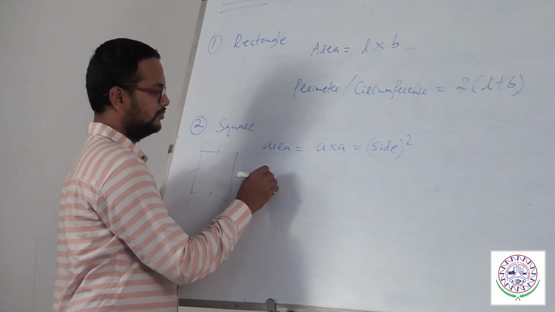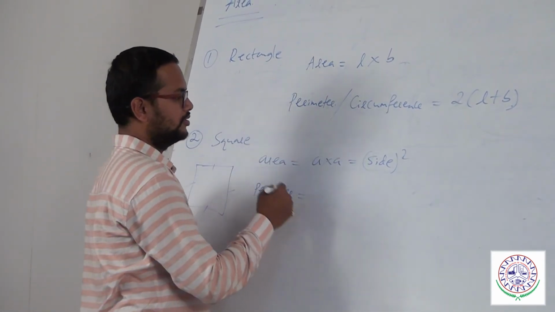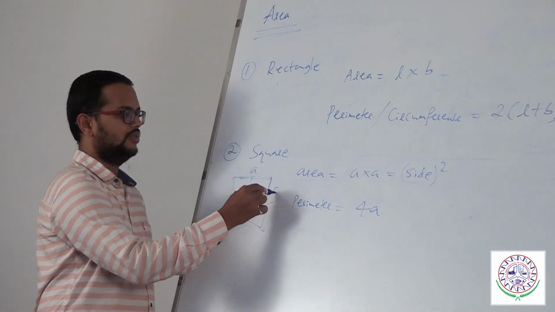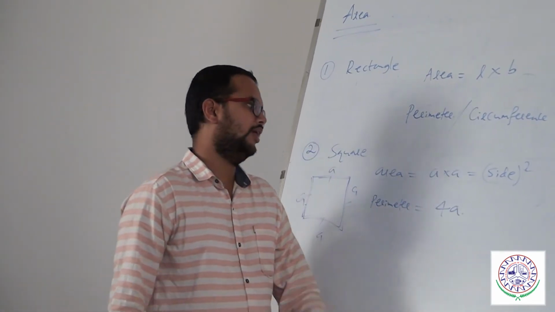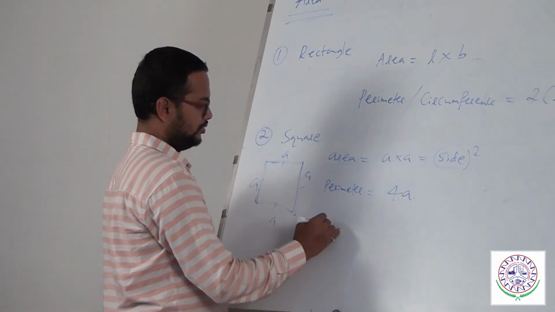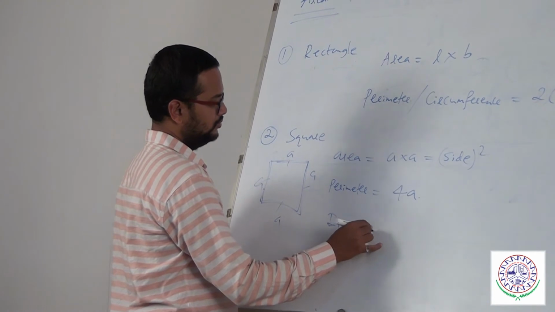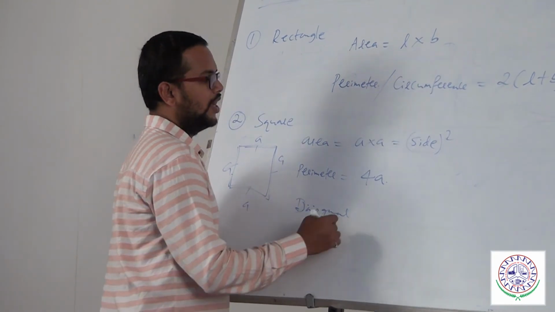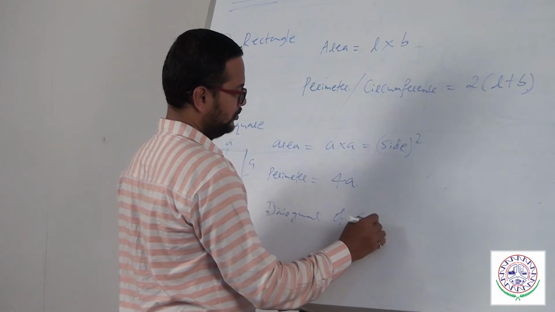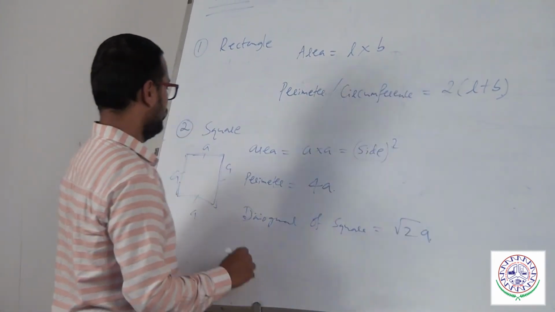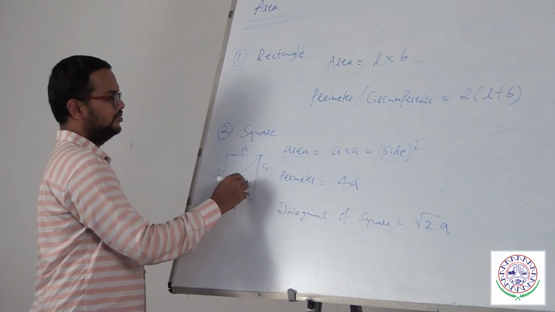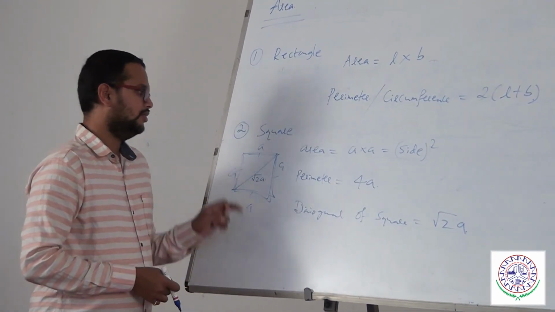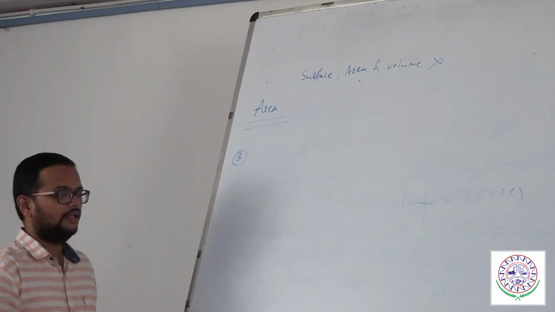Similarly, the perimeter of a square will be 4A, adding up all four sides. Next, the diagonal of a square is always equal to root 2 a. This diagonal is always root 2 a, because we apply the Pythagoras theorem here and we get this diagonal.